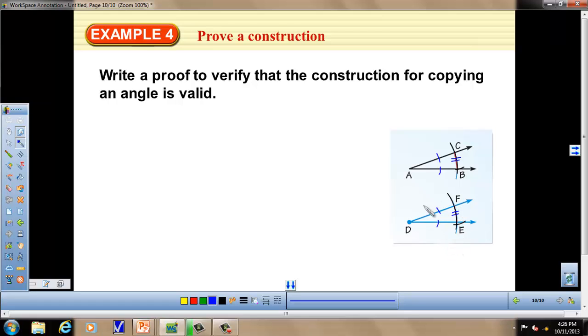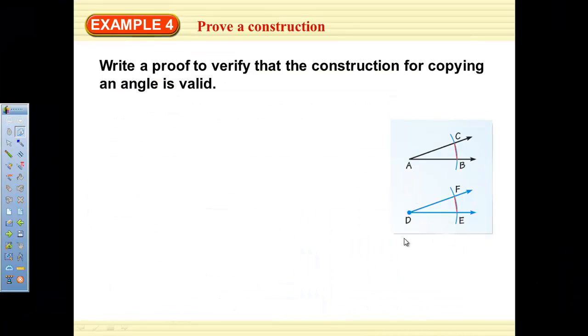So what we've done is create two triangles that are congruent, and if the two triangles are congruent, then angle A and angle D have to be congruent. Therefore, copying an angle is valid because we create congruent triangles by doing it. So watch.